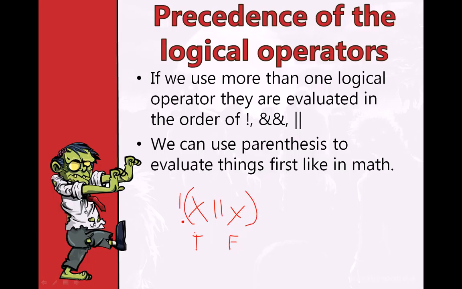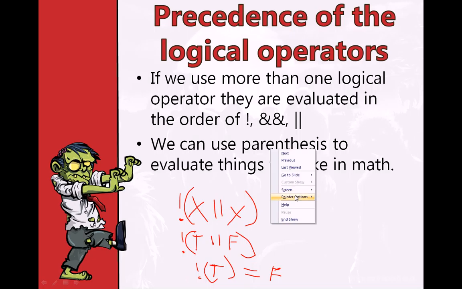Well, let me put this not operator here. And then, not true equals false. All right, so we can use parentheses to change the outcome of this. I don't think it would matter too much in this simple example, because if the parentheses weren't there, it would be not x, which is false, and false or false is false. So this is a pretty simplistic example.